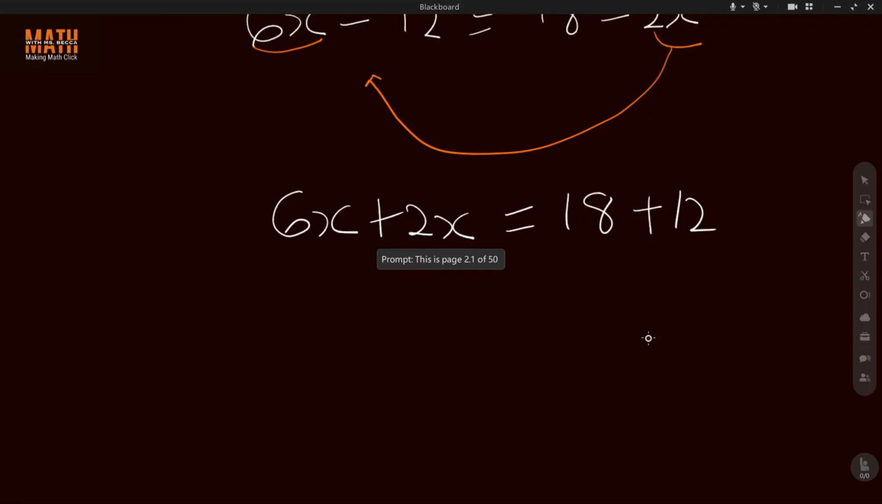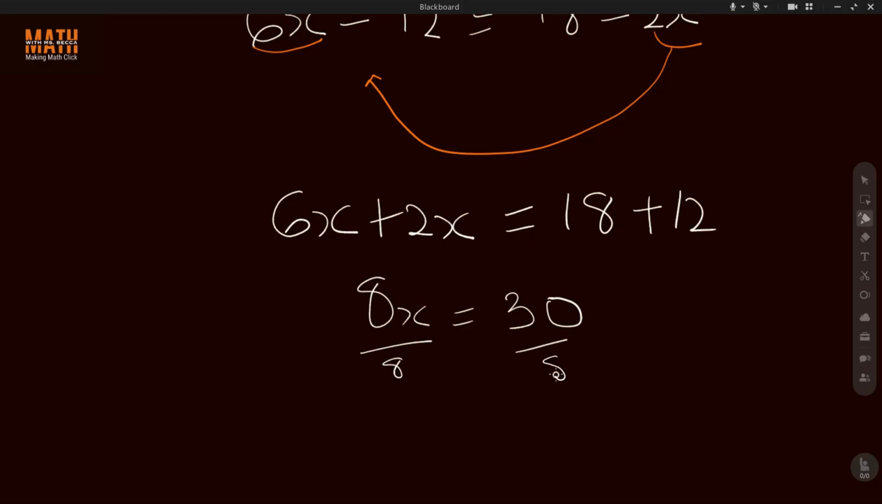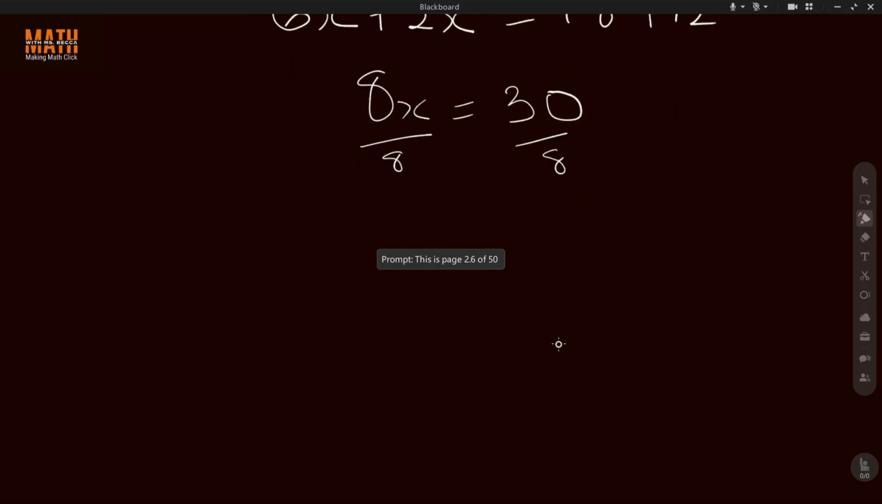Now we can simplify. 6x plus 2x gives 8x, and then 18 plus 12 gives 30. Now that we've simplified, the next thing to do is to divide both sides by the coefficient of x, so we divide by 8 here and divide by 8 here. So 8 cancels 8, the denominator cancels the numerator. That means we are left with x here, and it will be equal to 30 over 8.